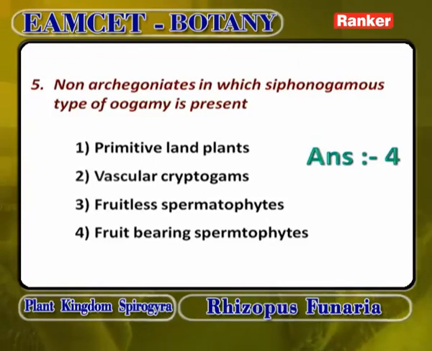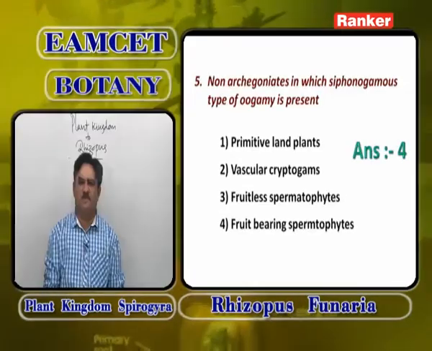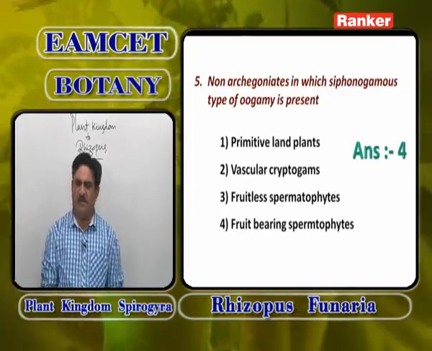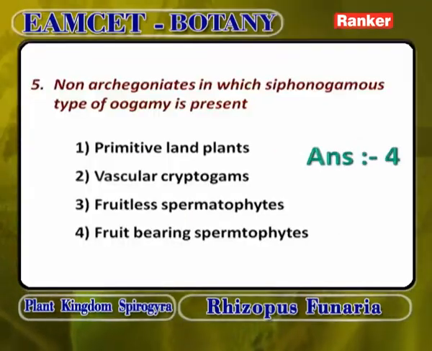Non-archegoniates in which siphonogamous type of oogamy. What is siphonogamy? Movement of male gametes from one place to another with the help of a pollen tube. So siphonogamous type of oogamy is present in fruit-bearing spermatophytes. Fruit-bearing spermatophytes means angiosperms. So the answer is 4.